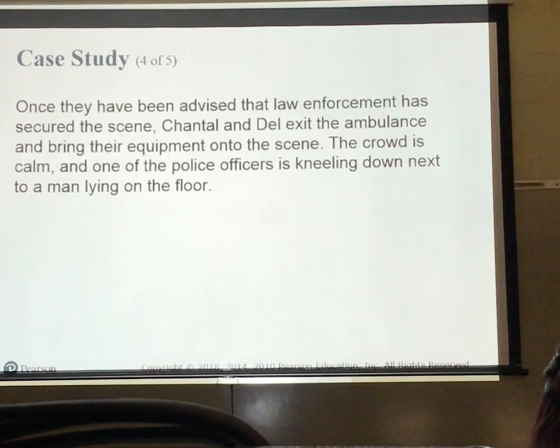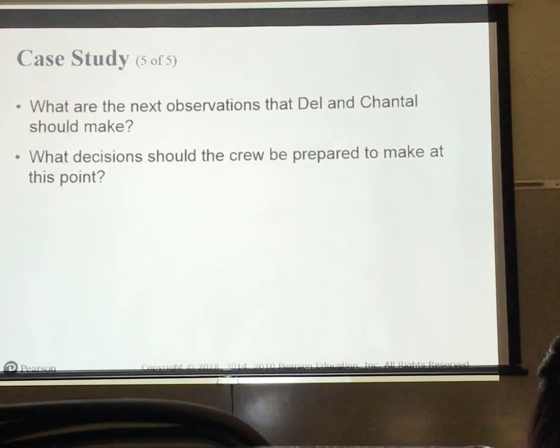The crowd is calm, and one of the police officers is kneeling down next to a man lying on the floor. What are the next observations that Dale and Chantal can make? The condition of the patient. Is the bar empty? Is it crowded? Is there a big crowd around this guy? Alright, what decision should the crew be prepared to make at this point? To get him out of there if it's a hostile situation?